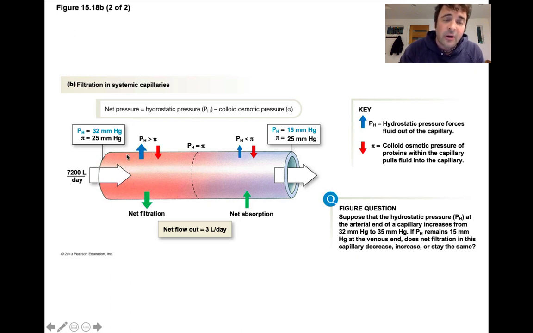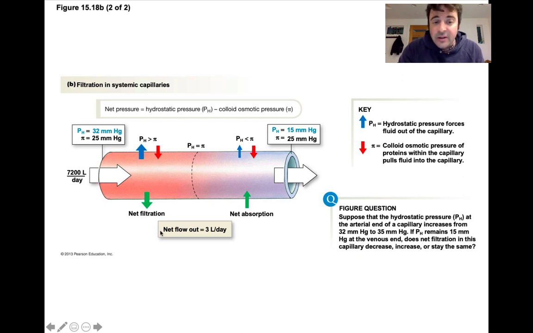So on the arterial end of a capillary, you tend to get net filtration, but on the venous end of the capillary, because hydrostatic pressure drops, you tend to get net reabsorption. So with your NFP, or net filtration pressure, if you take hydrostatic pressure and subtract blood colloid osmotic pressure, which in this case gives us negative 10 millimeters of mercury, a negative net filtration pressure will always produce net reabsorption, meaning that the osmotic pressure promoting the movement of water back into the blood plasma is greater.